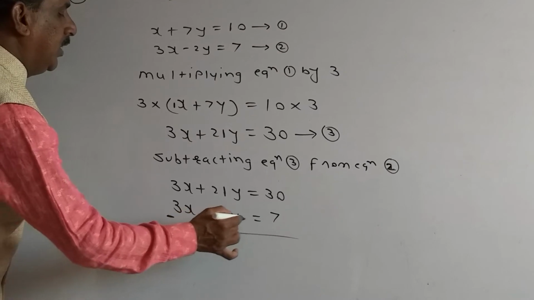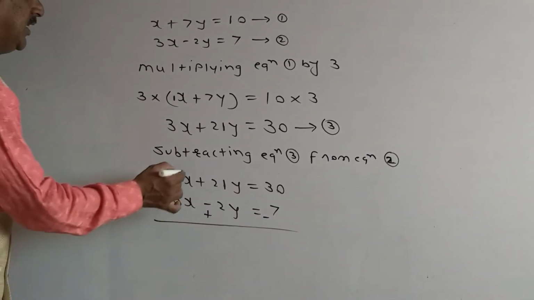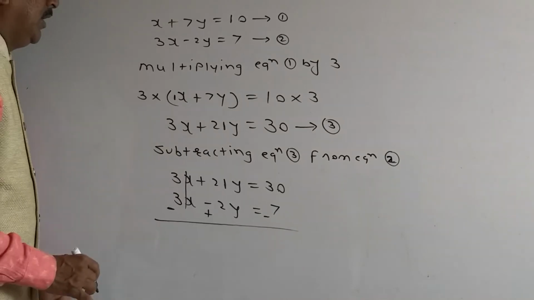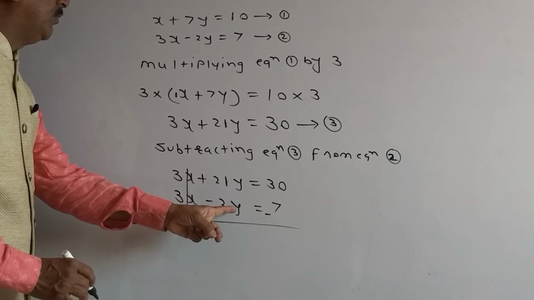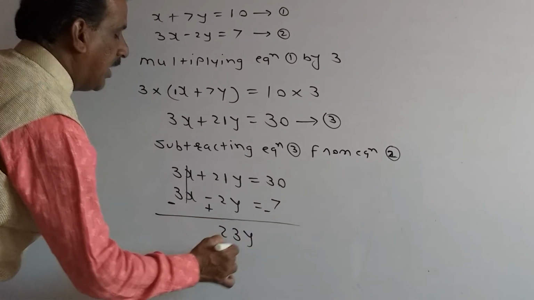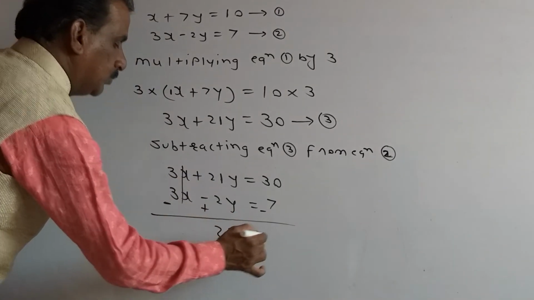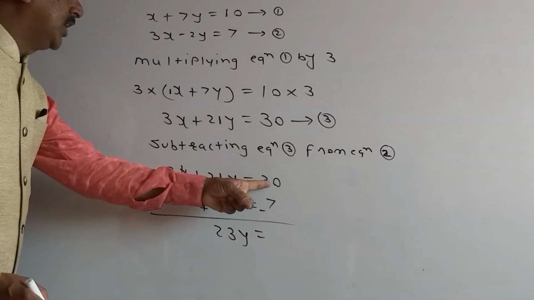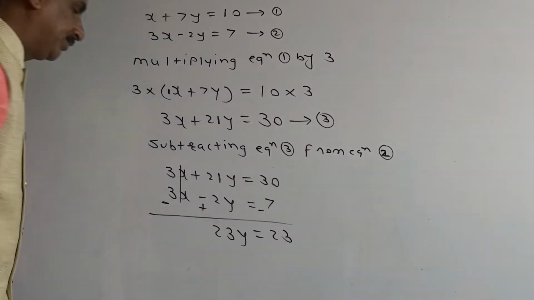Minus plus minus. Sign is changed. Plus 3x minus 3x get cancelled. 21y positive sign, 2y positive, means addition is 23y. Sign is same means addition, is equal to. Plus 30 minus 7 means subtraction is 23.